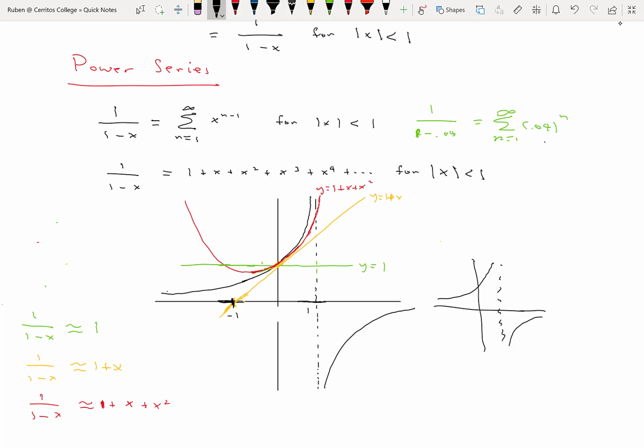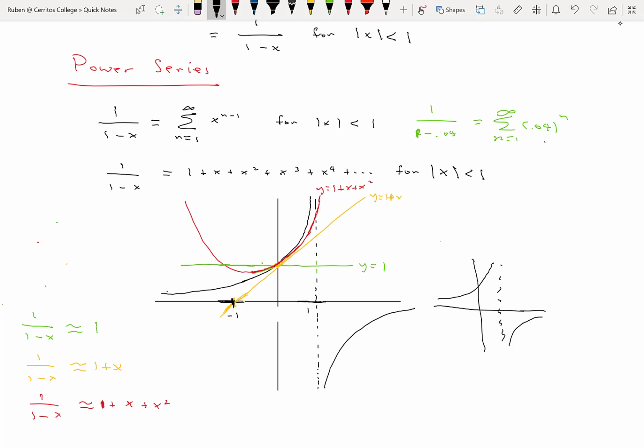We could take the yellow graph and bend it toward the function, bend it upward. And we do that by taking another term in the power series, the red approximation. 1 over 1 minus x, by adding an additional term of the power series, is approximately 1 plus x plus x squared. That's a parabola that bends, if you will, the yellow line up toward the curve. So the more terms we take in the power series, the more these approximating polynomials tend to wrap themselves around the function.